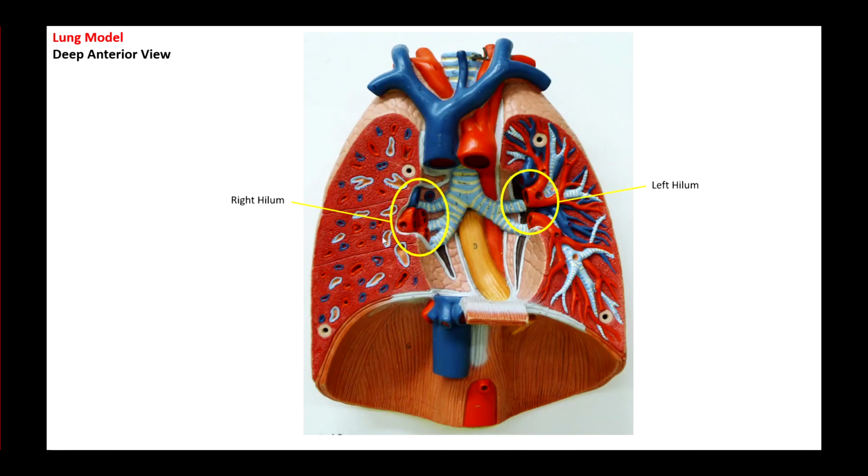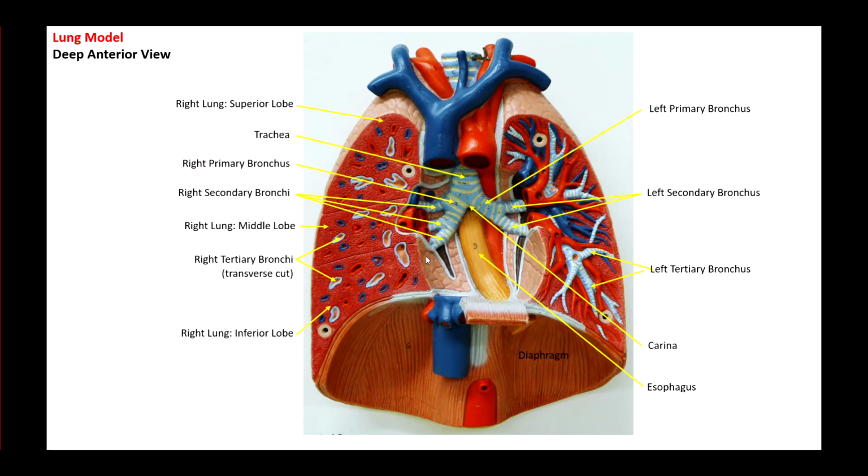So if we take these two parts of the lung off, the hilum here would be the entrance of the arteries and veins and the tubes into the left lung, and then here's the hilum on the right. Okay, so coming down here, it looks a little bit intimidating. It's not that bad. Watch this.